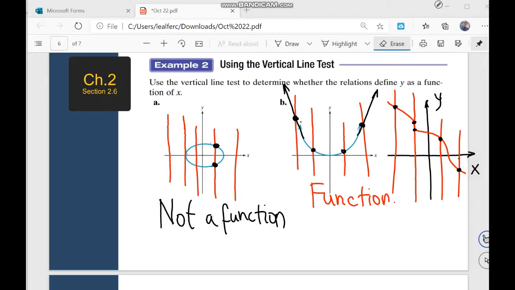If there's only one line that you can figure out that crosses the graph in 2 points, that's it. Not a function anymore. There's one line.